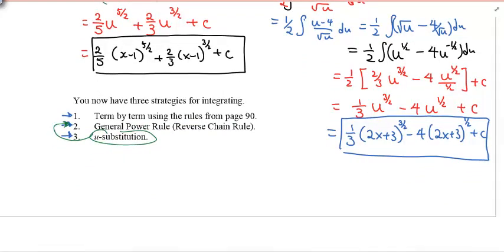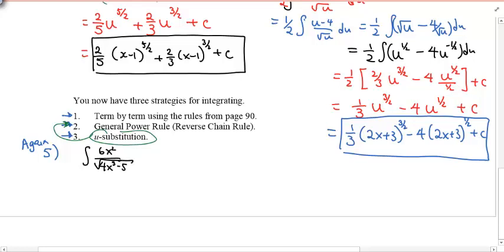Okay, and I can show you how you can use u substitution. Okay, so 5 again. So I'll just quickly copy down the question. Integral of 6x squared over root 4x cubed minus 5 with a dx. Okay, so if we were to use u substitution, what would you let equal u? If you said the stuff in the square root, bang on. Or it's the stuff in this bracket.